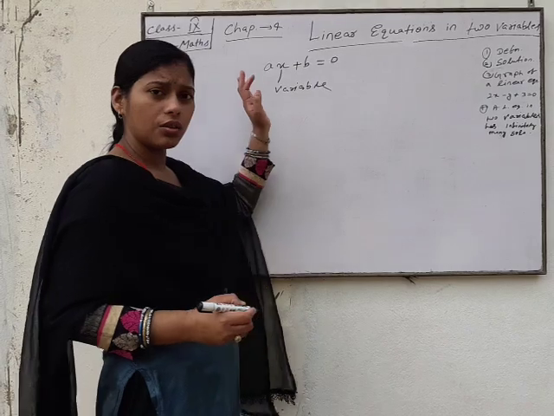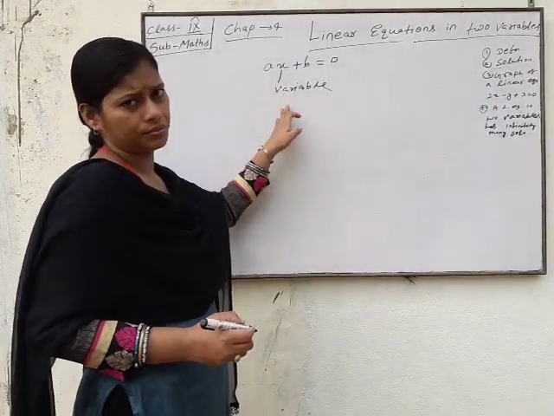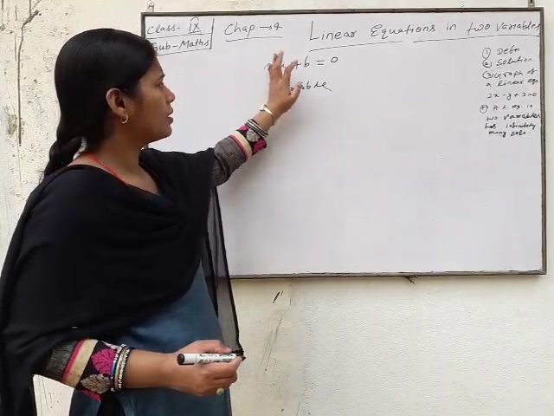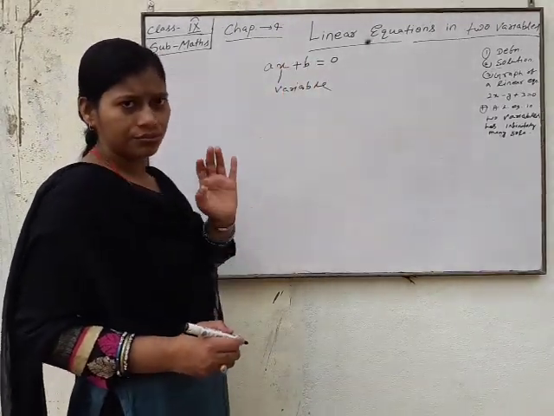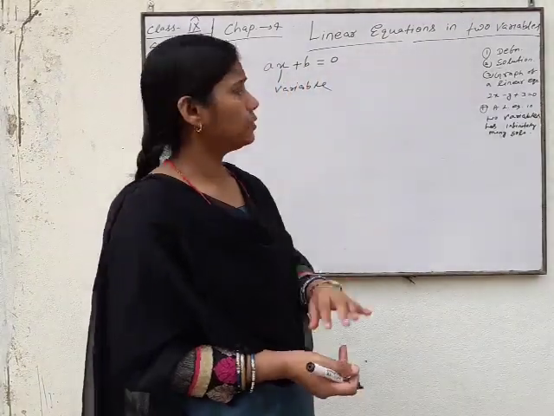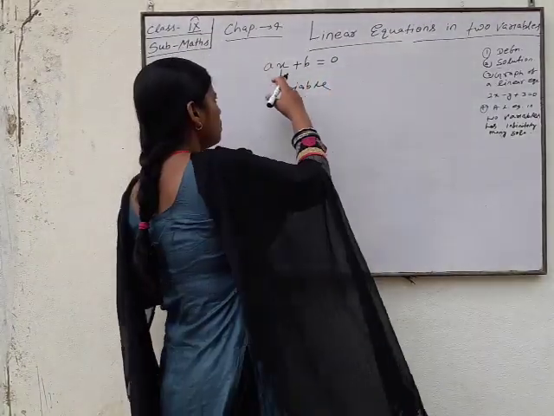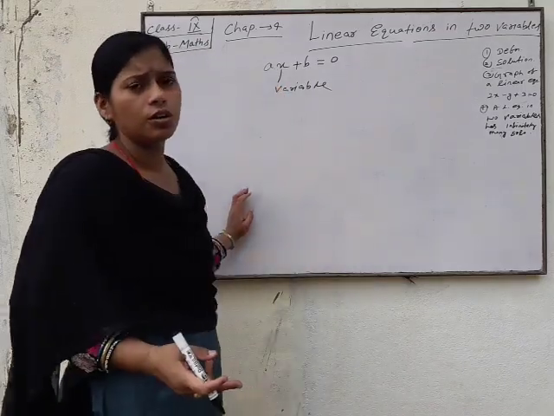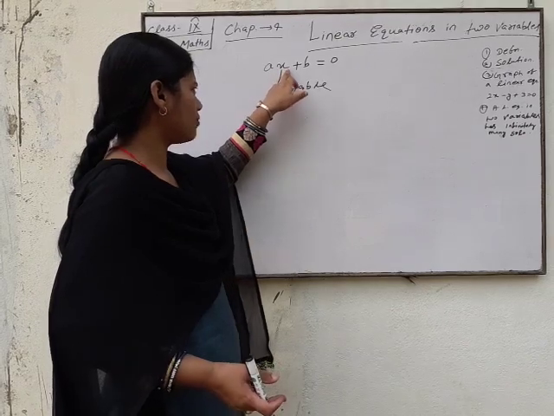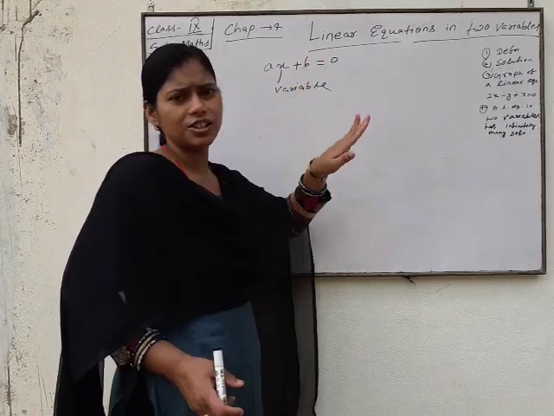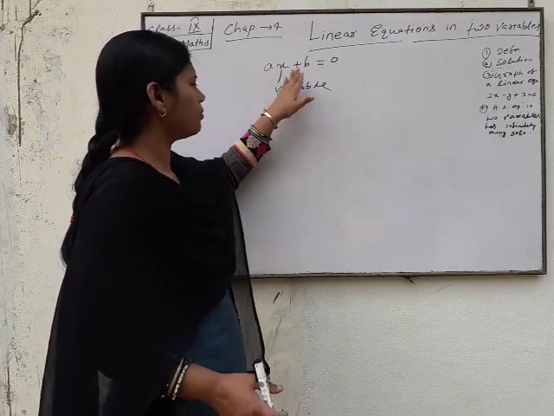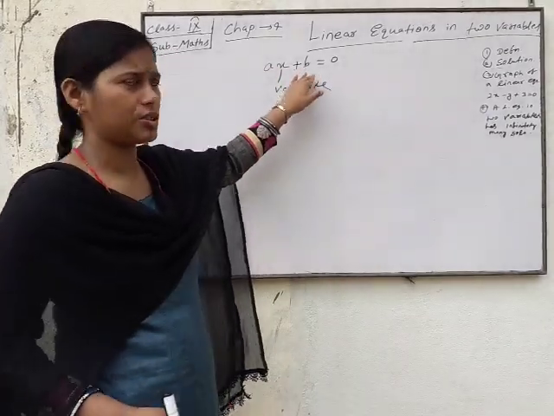This is the form of a linear equation in one variable: ax plus b is equal to 0. So what is a? A is the coefficient of x, and b is the constant term. And what are a and b? A and b are real numbers.